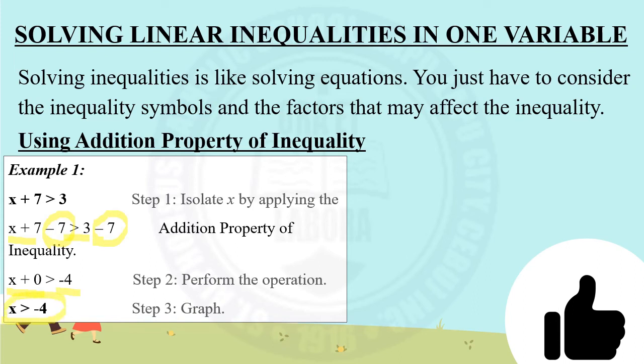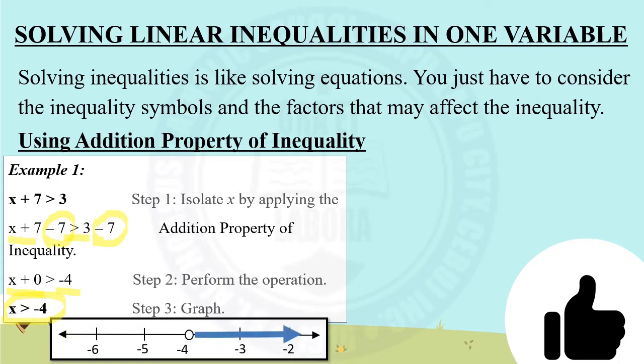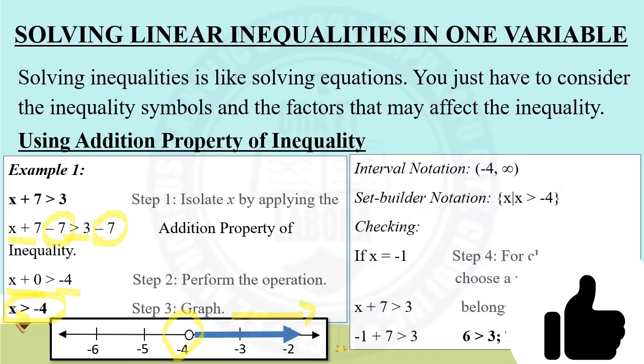So we need to graph x greater than -4. Greater than -4, the graph is going to the right because it is greater than. Then our circle is an open circle because it is only greater than. The interval notation is open parenthesis -4, infinity, close parenthesis. Set builder notation is braces x such that x greater than -4.